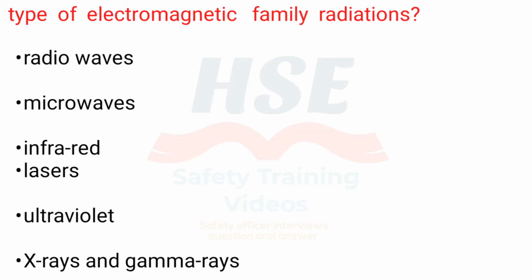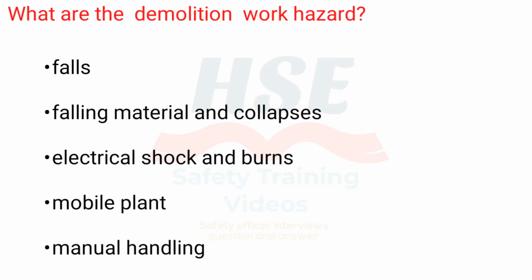Types of electromagnetic family radiations: radio waves, microwaves, infrared, lasers, ultraviolet, X-rays and gamma rays.